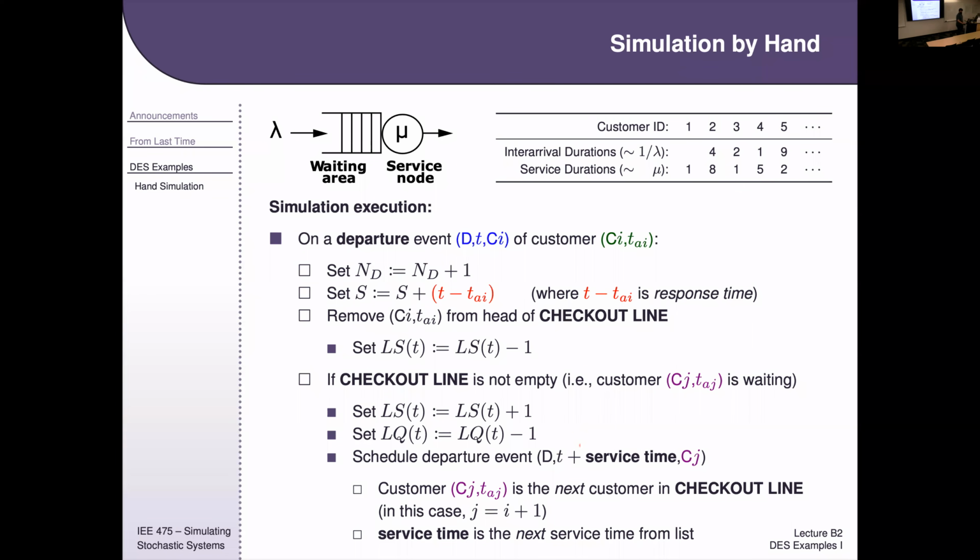All right, any questions about the departure events here and why these variables move the way they do? Whenever you process a departure, this is what you do. On every single departure, you do all of these steps.